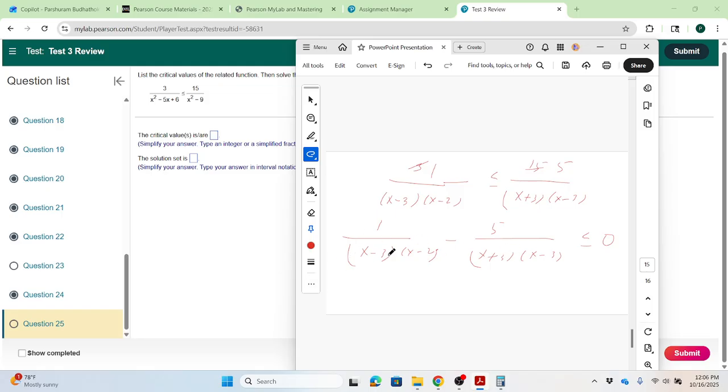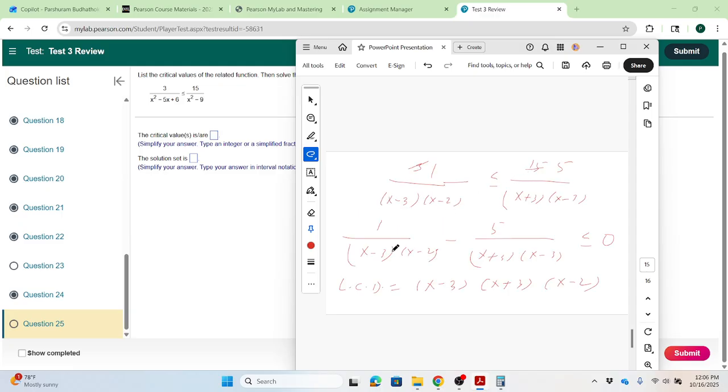So if you multiply both sides by LCD, what is LCD here? LCD is x minus 3, x plus 3, and x minus 2. Multiply both sides by LCD. That gives you, for the first one, x plus 3. And from the second one, it would be negative 5 times x minus 2. So from the first one, x minus 3, and from the second one, 5 times x minus 2 is lesser or equal to 0.